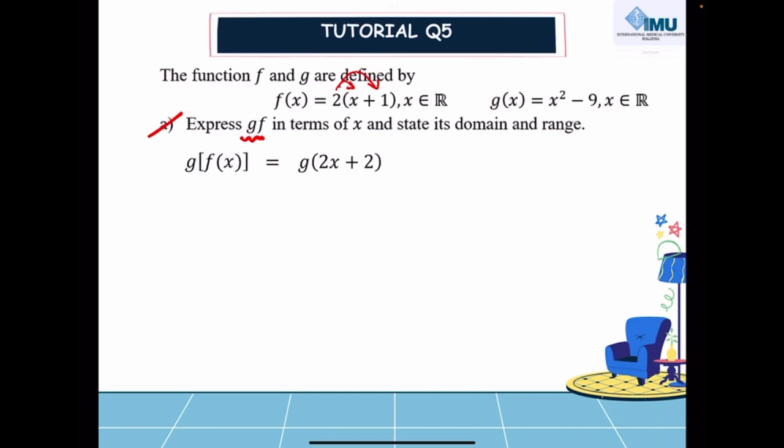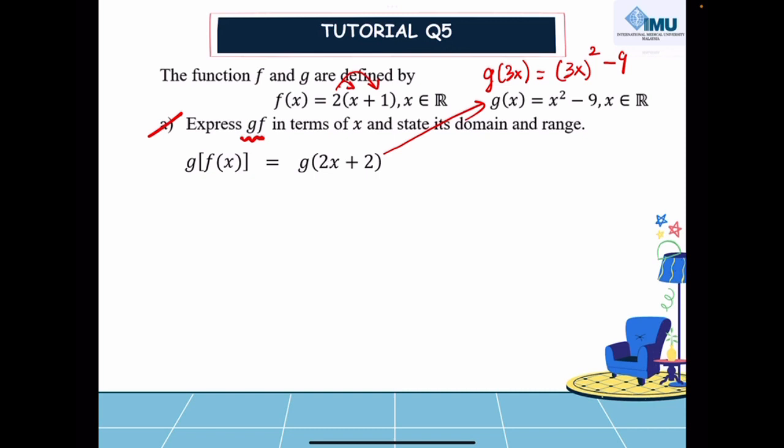Now how to find g(2x plus 2)? Let's look into your g(x) expression. g(x) is equivalent to x squared minus 9. What happens if I have g(3x)? Very simple. You simply need to replace or substitute your x as 3x. The rest will follow the same thing. So in the case of here, you will obtain the expression g(x) in bracket, power of 2, minus 9.